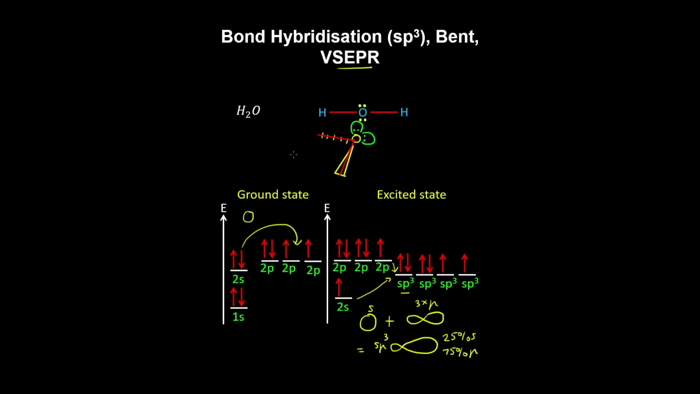So this molecule has a bent geometry, where the angle between the bonds is slightly less than 109.5 degrees due to the additional repulsion from those lone pairs. And oxygen is sp3 hybridized.